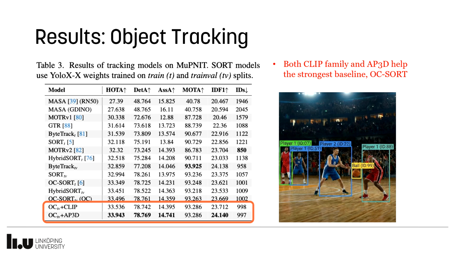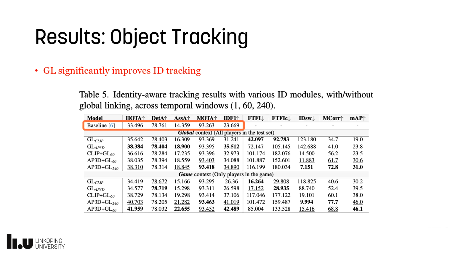As MuPNIT is a tracking dataset, we benchmark MuPNIT with existing tracking frameworks. We added the CLIP and AP3D ID modules to the strongest tracking baseline, OC-SORT, and observed non-trivial gains across most of the metrics. With the integration of global linking, the tracking performance increases. We see additional performance gains when utilizing a temporal feature aggregation window.